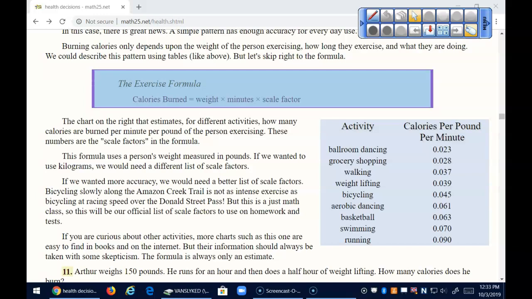We're just learning how to do this. So if I say someone is swimming, this is the number we use. If I say someone is biking, we look it up on the table. So what does that say? Weight times minutes times scale factor. If the blue is too dark, I can always change that a little bit too.